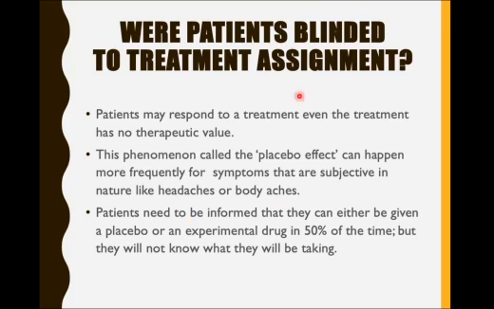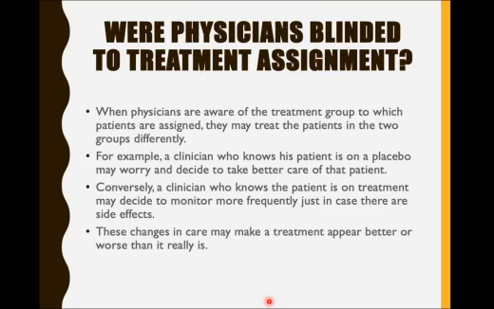So look, try to read in the paper if patients were blinded. Were physicians blinded to treatment assignment? When physicians are aware of the treatment group to which patients are assigned, they may treat patients in the two groups differently. For example, a clinician who knows his patient is on a placebo may worry and decide to take better care of that patient.